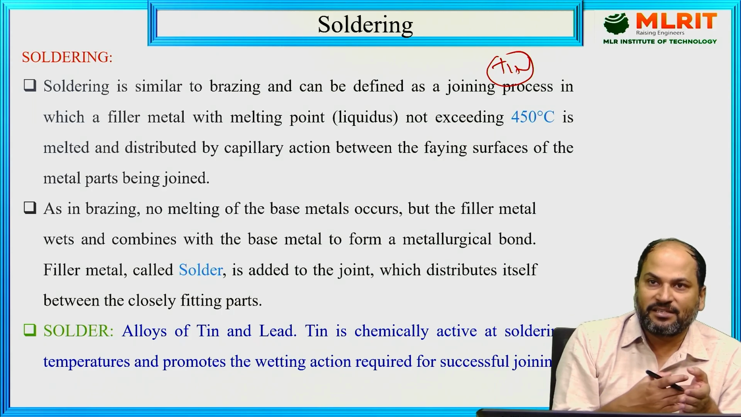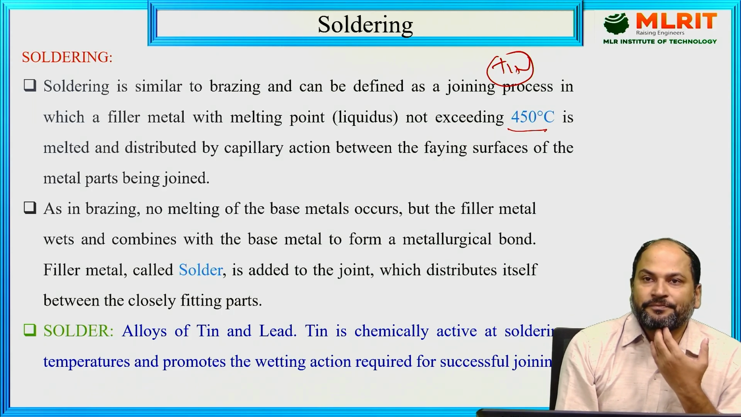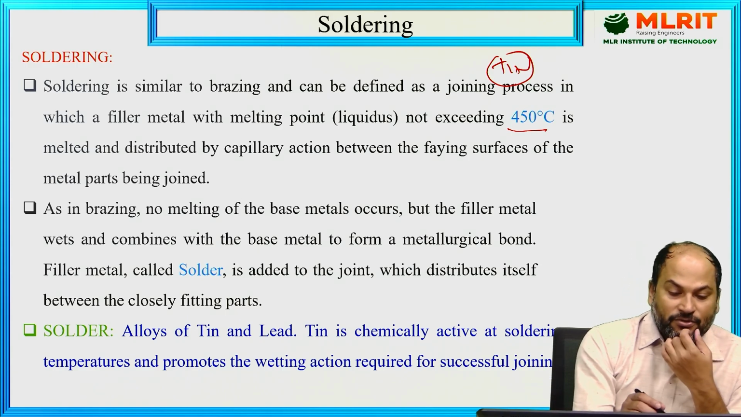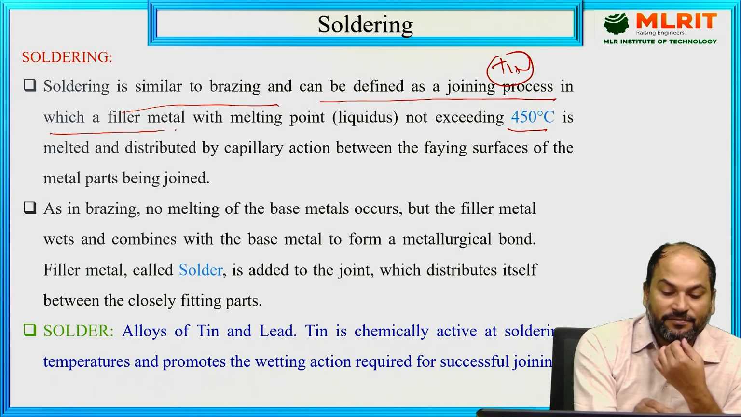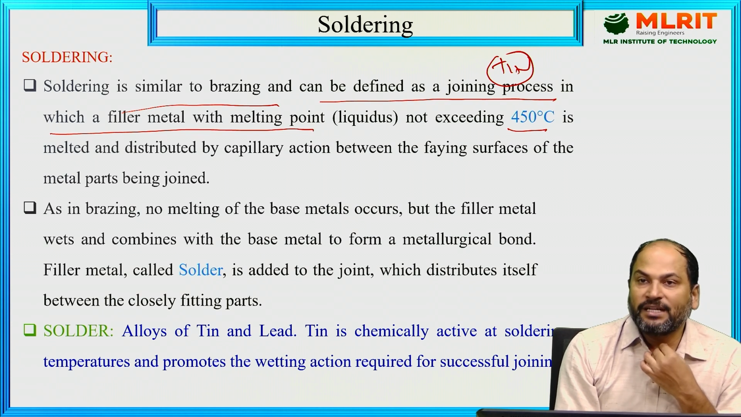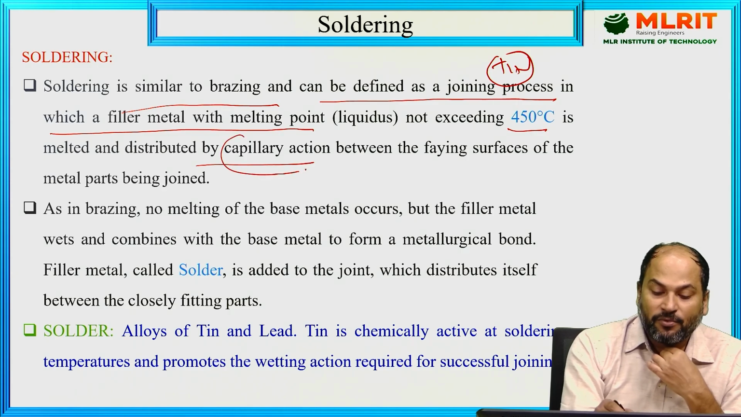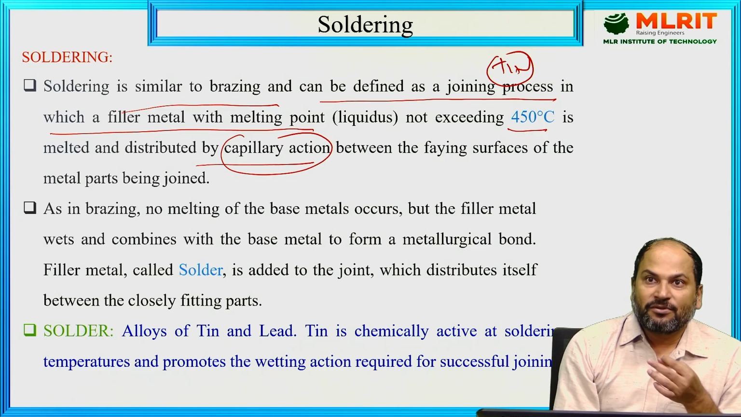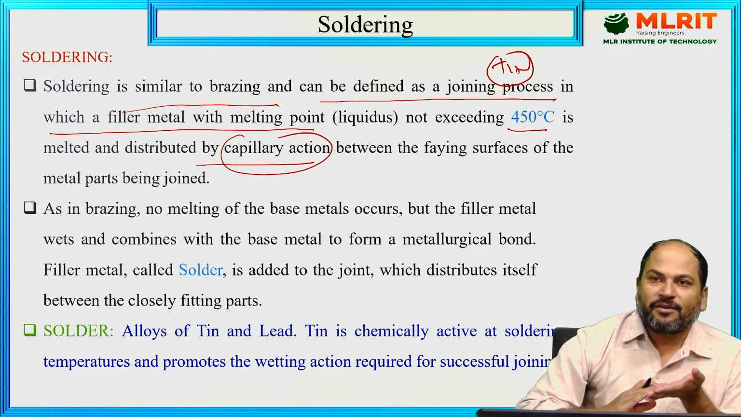But if it is less than 450 degrees centigrade, then it is known as a soldering operation. And the filler used here is tin. So soldering is similar to brazing and can be defined as a joining process in which a filler metal with melting point not exceeding 450 degrees centigrade is melted and distributed by capillary. This is very, very important, as it is in liquid state. So because of the capillary action, it should reach each and every section where we have to do the welding.